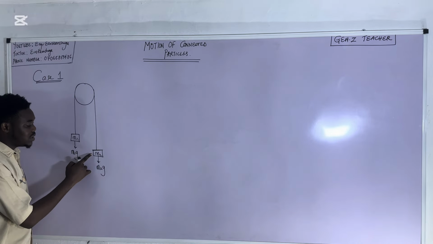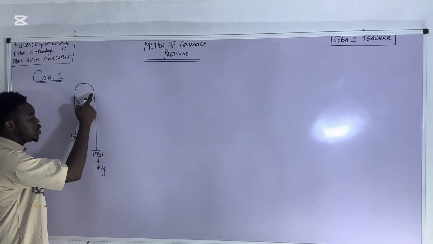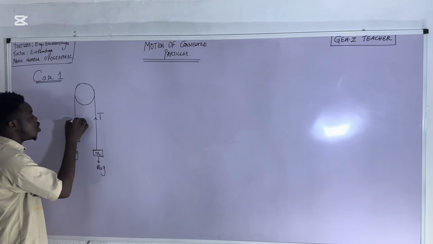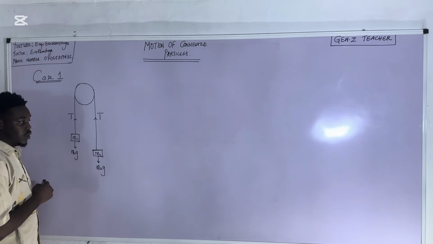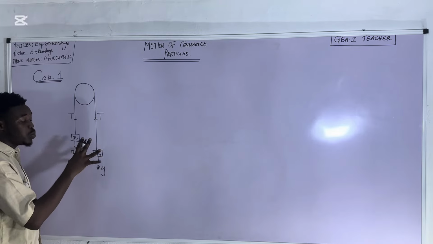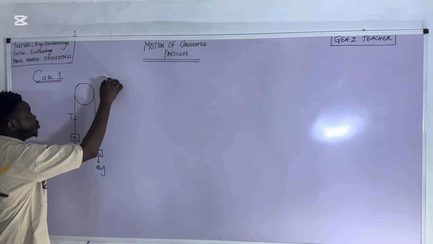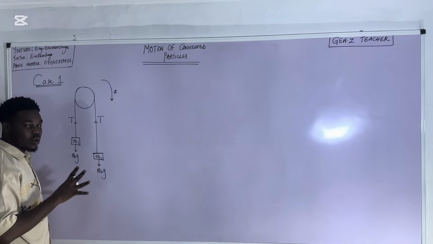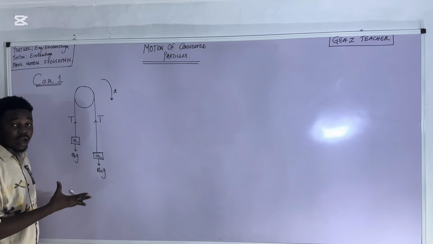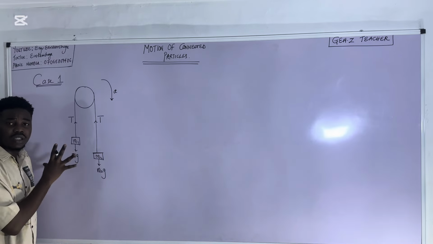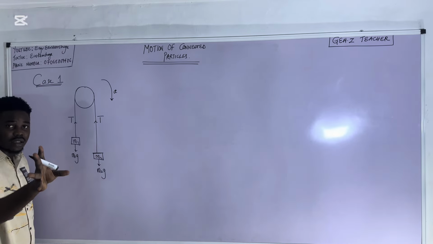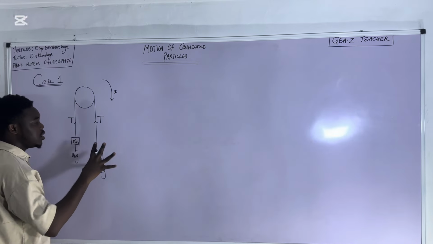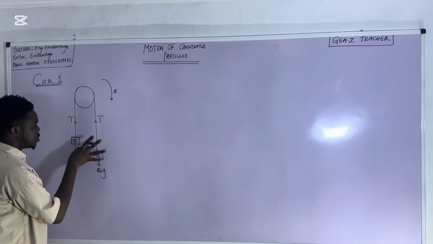Remember, because these objects are attached to this pulley by a rope, this rope will experience a force called tension. Now, if this object is said to be in motion, let's assume it is moving in the downward direction. Now, how do we derive the formula for the acceleration of this body? We're going to do that in this video today. Now, what's the first thing to do? We're going to separate this diagram into two parts. This part and this part.